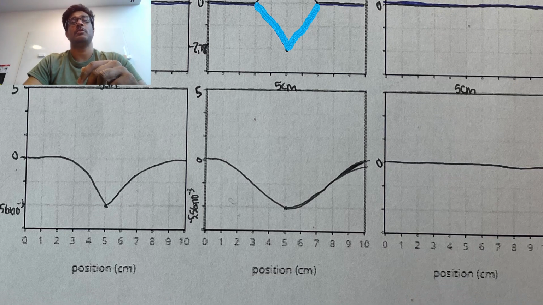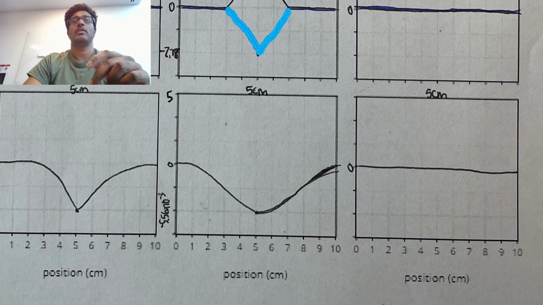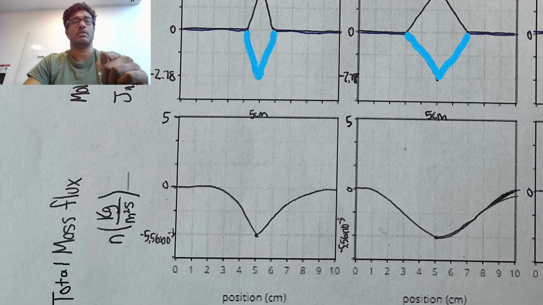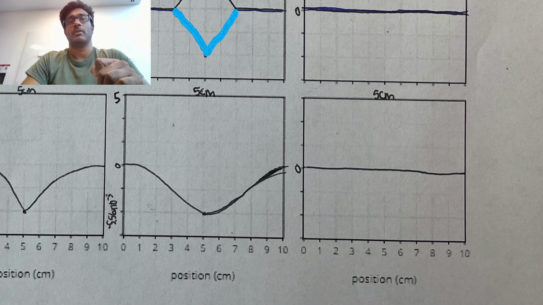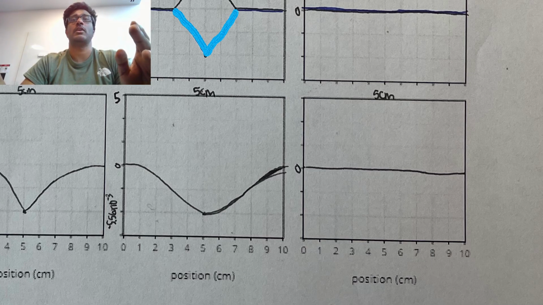And then when you look at the intermediate graph, the lines become less steep, but it still shows that there's still diffusion occurring. And at the last graph, the final graph for the total mass flux, there is a straight horizontal line, and that just denotes that equilibrium has been reached and there's no more diffusion occurring within our system.